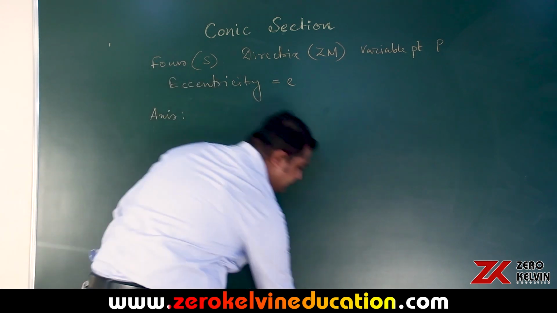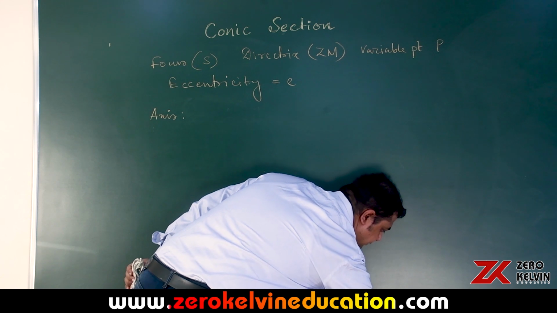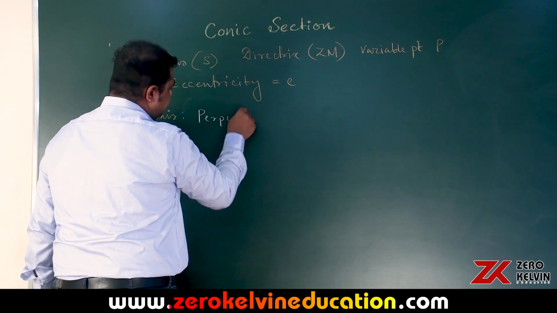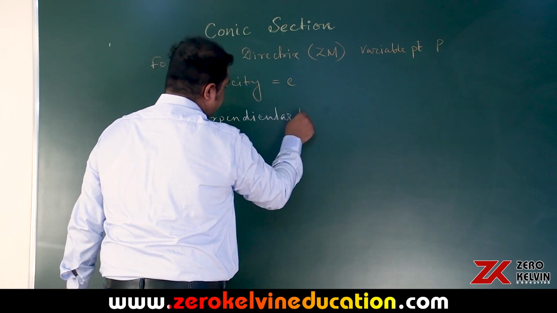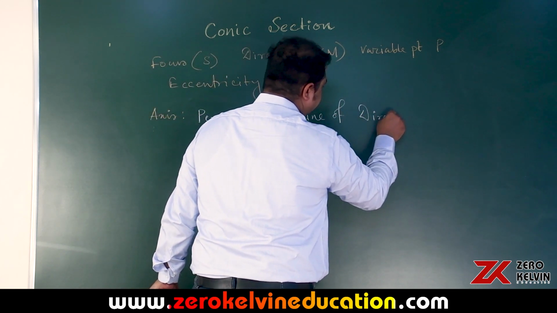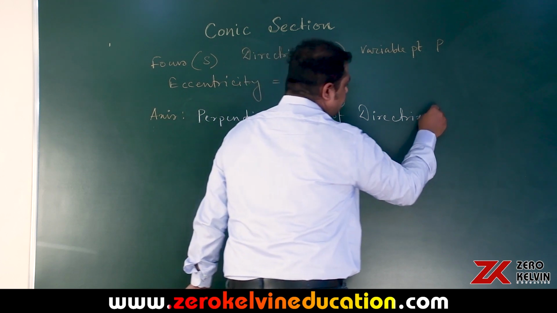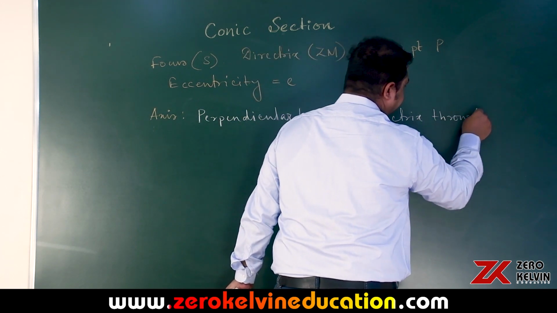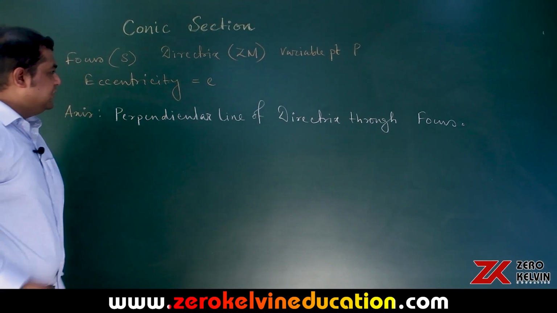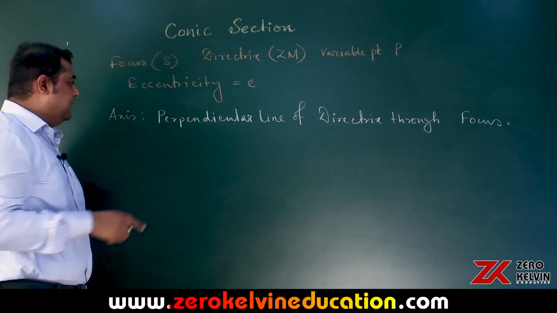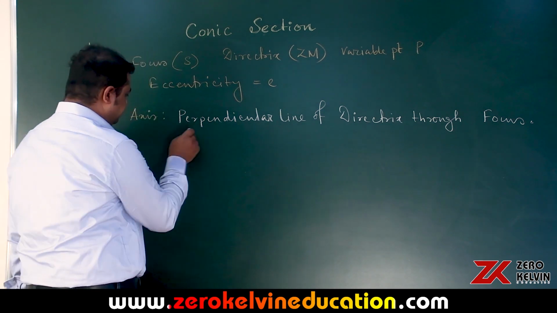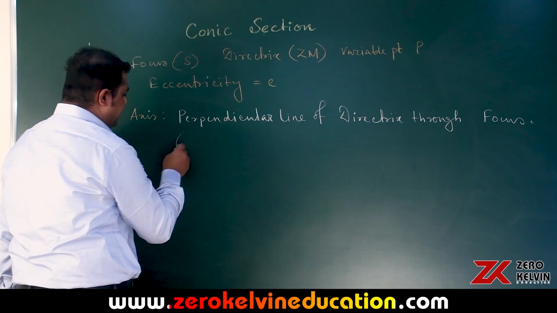Now, what is axis? It is the perpendicular line of directrix through focus. So, as per the description, we can also identify this line axis to be a line of symmetry for the curve. So, you can also mention that in bracket.